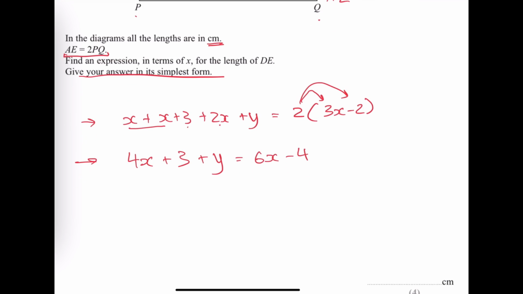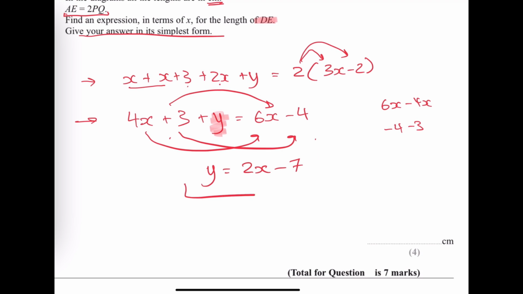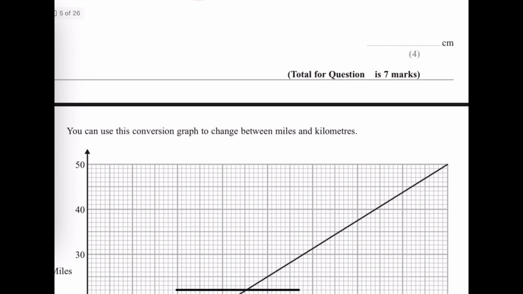And now let's put everything onto the other side. We want y to be the subject, as that is our length of DE. So let's put every other thing to the other side so we can get that expression. If we put this to the other side, this is a plus here, so it'll be a minus there. So 6x minus 4x, that is 2x. And if we put 3 to the other side, this is a positive here, so it'll be minus. So minus 4 minus 3 is minus 7. And that's the answer. So this is DE in terms of x.